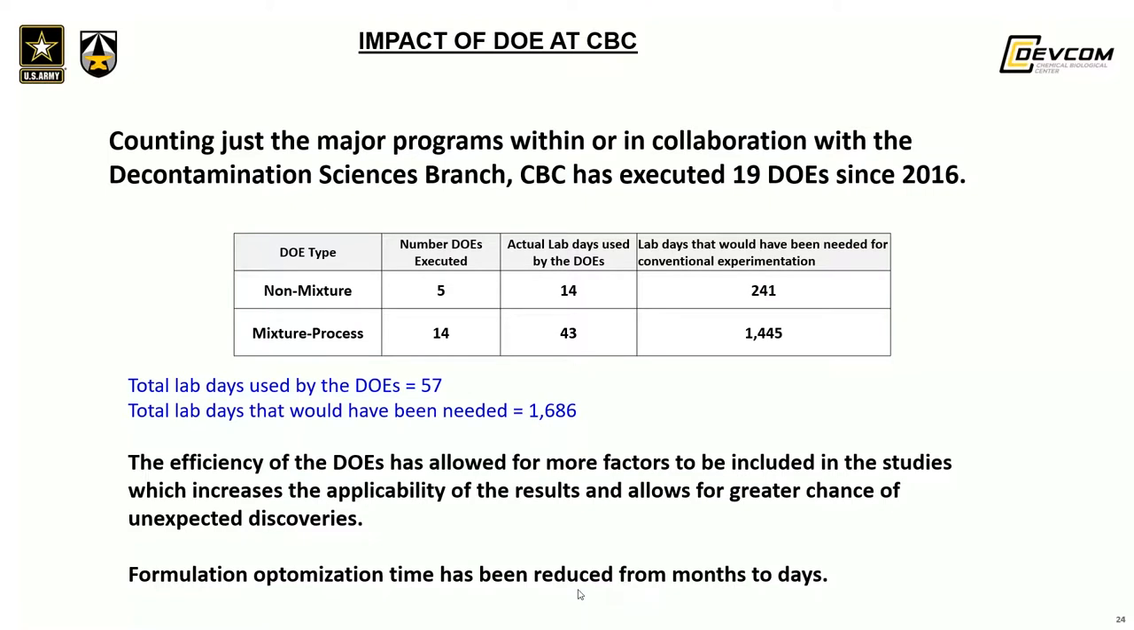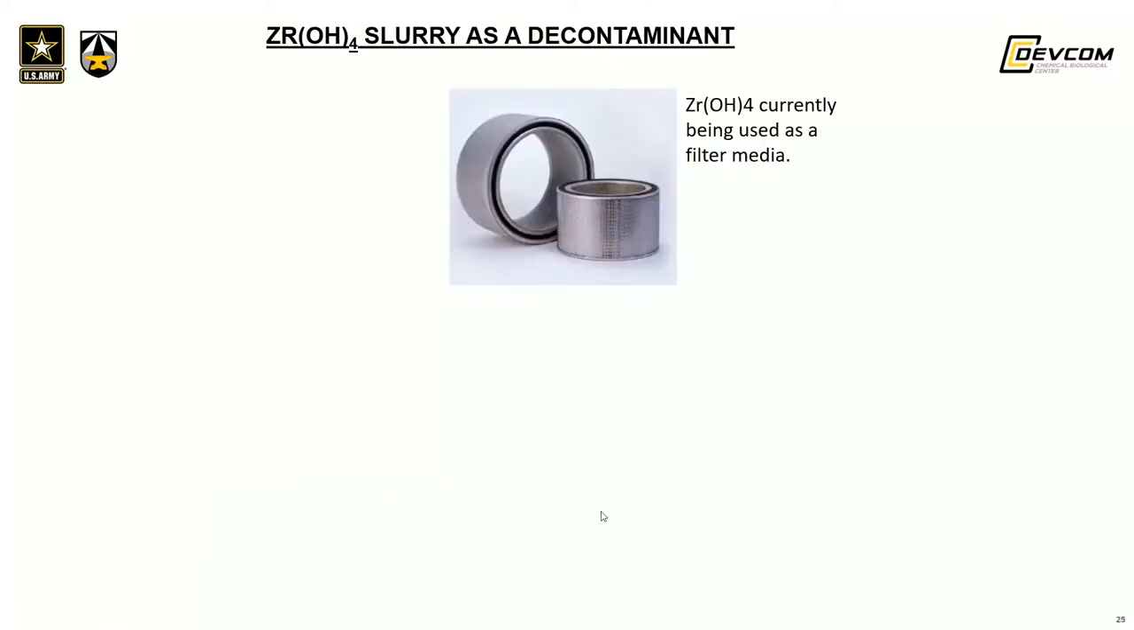Now, the particular case study I'm going to talk about today is a zirconium hydroxide. It's a slurry that we use as a decontaminant. And this was our project in our branch. It started off in 2016, where we had these filters where zirconium hydroxide is the active ingredient, and they would go in tanks or buildings or ships, and it would neutralize any chemical agent vapor that was in the air.